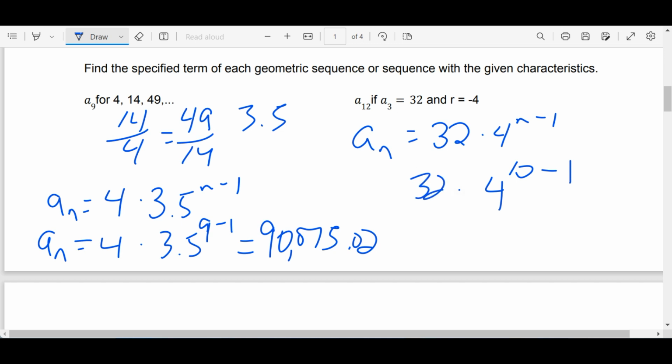Times 32. And when you do all this, what is it that you get? A really big number. Oh, I forgot. This should have been -4 for your r. My bad. And what is that really big number?